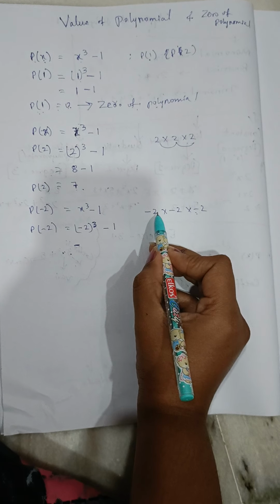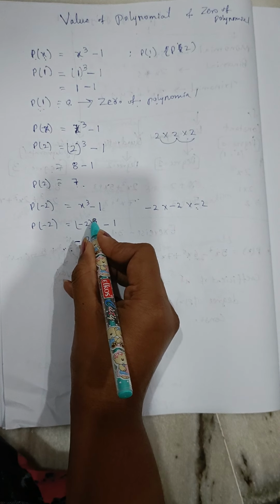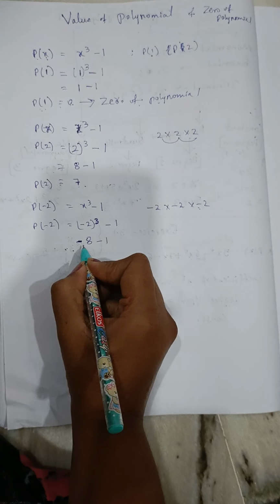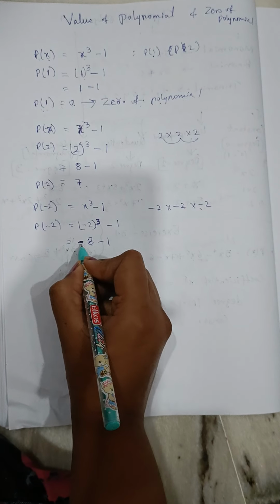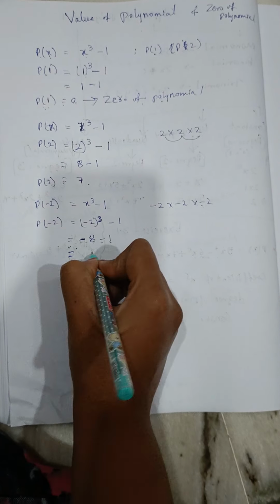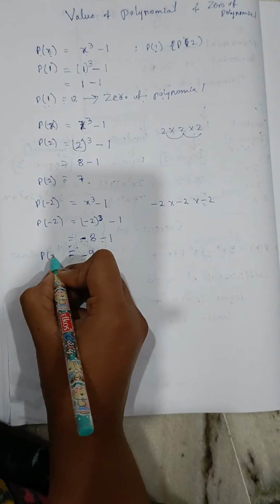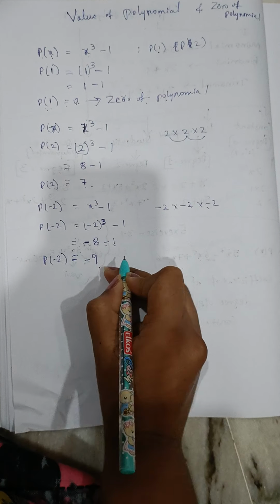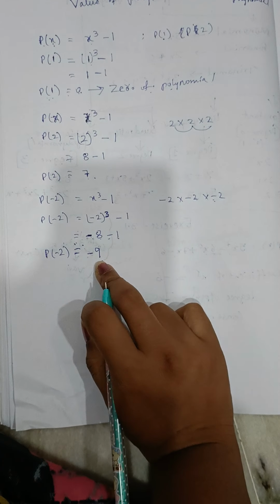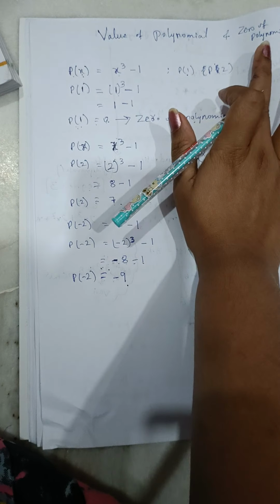And multiply the 2 into 2, 2 twos are 4, 4 twos are 8. Since the power is odd, you can directly write the negative. If it is even, you can keep plus directly. So minus 8 minus 1. When both the minus symbols are the same, you have to do addition. So 8 plus 1 is 9 and we keep the minus symbol. So p of minus 2 we got minus 9. And this is not a 0 of the polynomial, just the value of the polynomial at minus 2, which is minus 9.